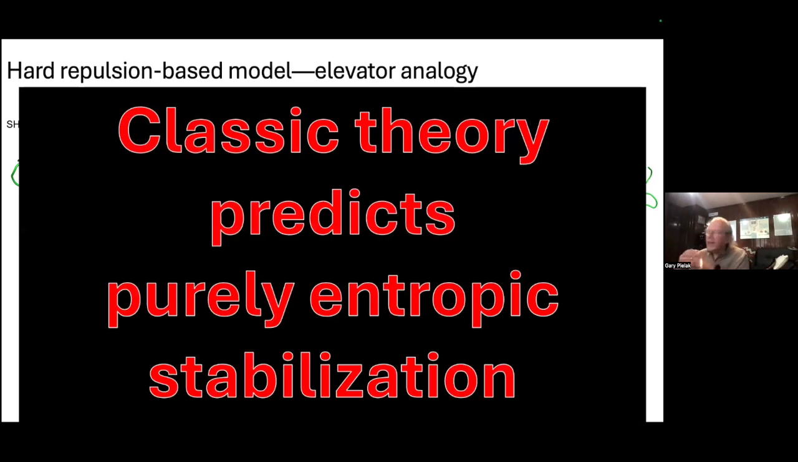And you notice I didn't talk about any interactions between the molecules. They just can't interpenetrate each other, which means that classic theory predicts that this stability should occur entirely from the entropy.